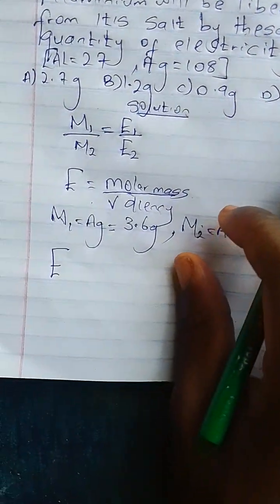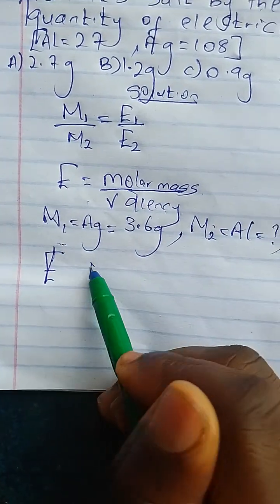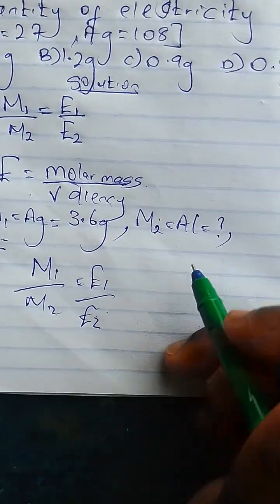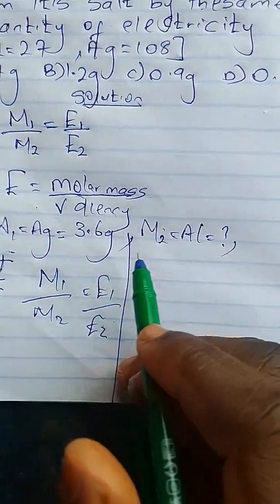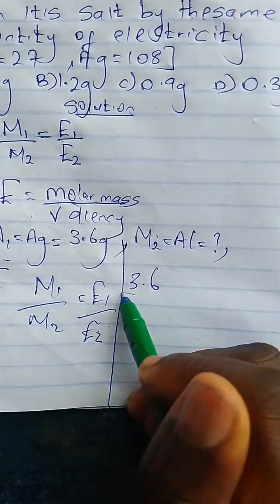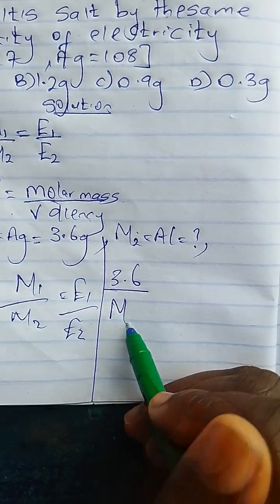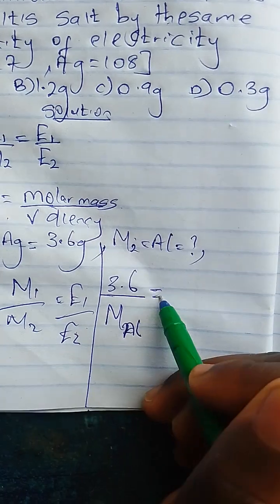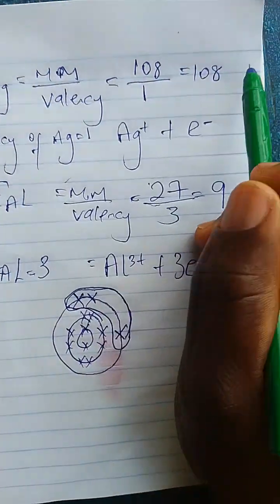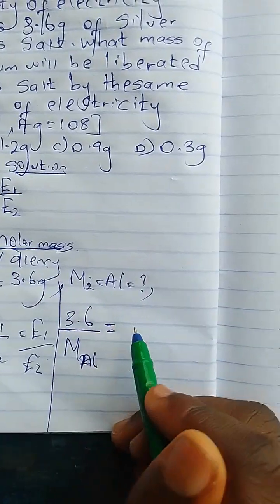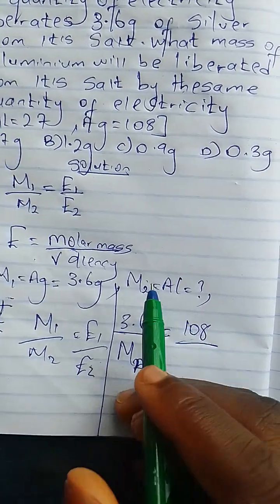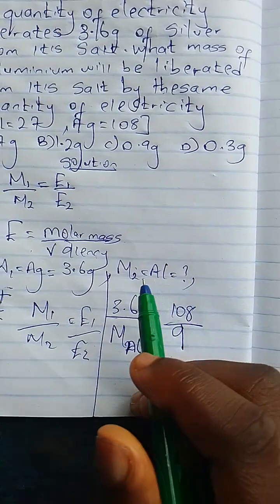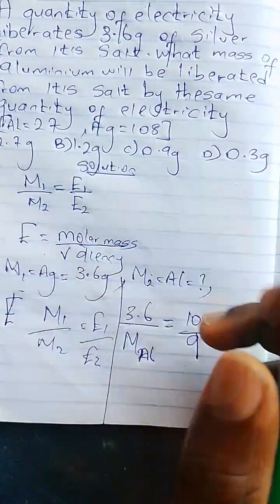Now let's go back and substitute in our formula. We have M1 over M2 equals E1 over E2. The first mass is 3.6 of silver, being the first element, over M2, which is what we are looking for. No need to write M2 again. We can say mass of aluminium, which is MAl, equals the electrochemical equivalents we got, 108, the electrochemical equivalent of silver, and 9, the electrochemical equivalent of Al, which is aluminium.